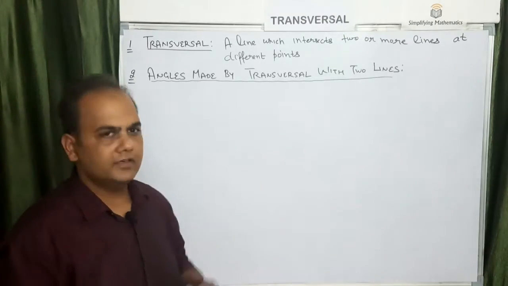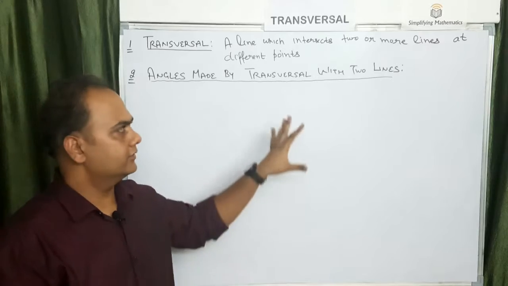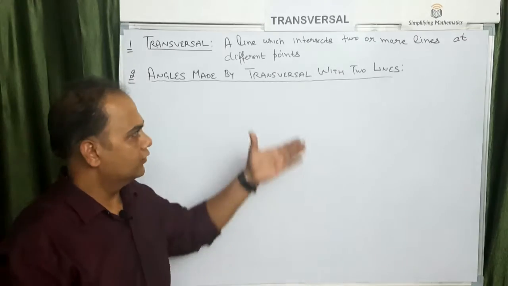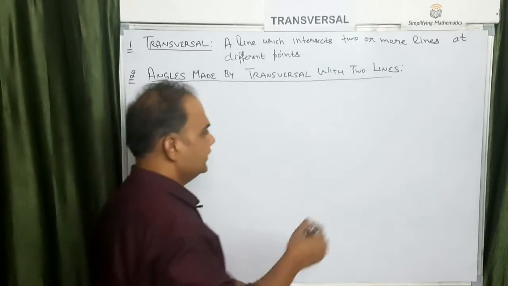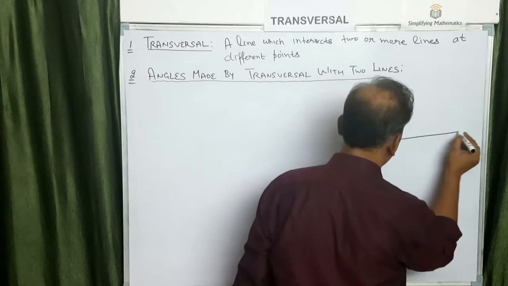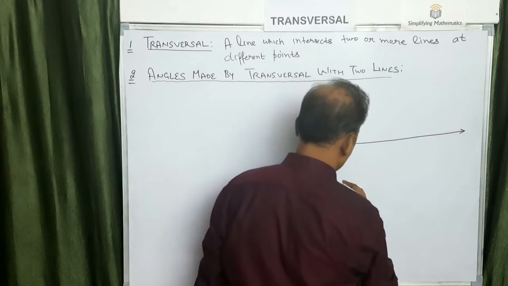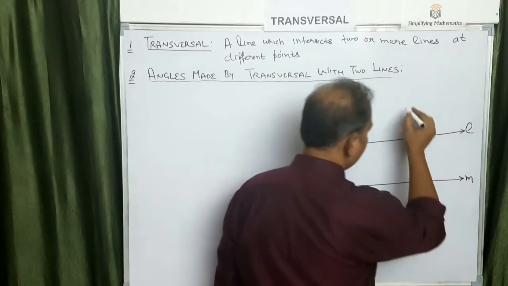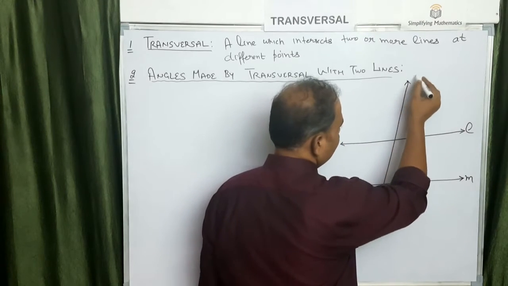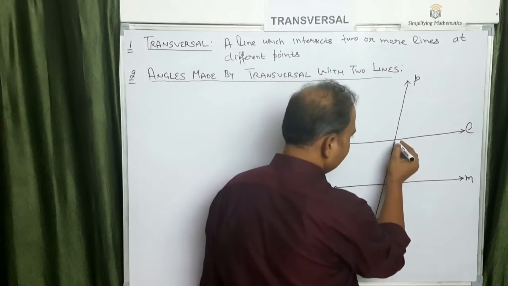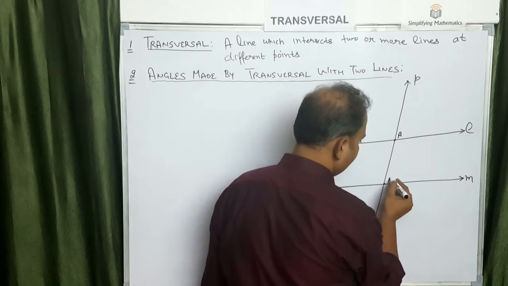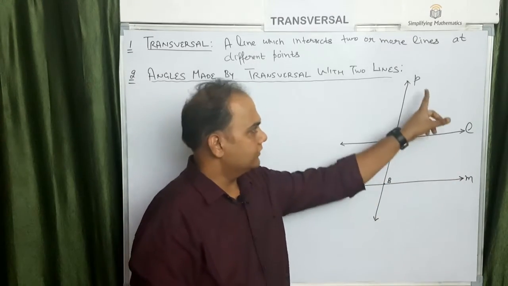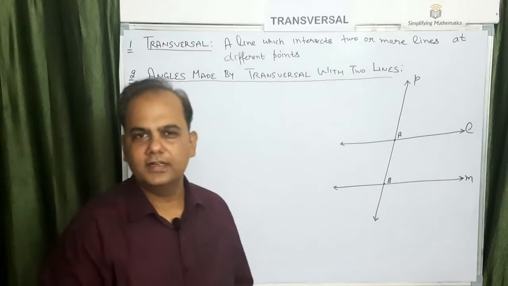Now next is angles made by the transversal with the two lines. ये कोई भी transversal दो lines को cut करता है तो what are the various angles which are formed by the transversal, तो वही हमने इसमें study करना है. तो let us consider two lines L and M, and this transversal P is cutting the lines at point A and at point B. ठीक है, तो हमने कोई भी दो लाइंस ले ली L and M, तो इसको एक ट्रांसवर्सल कट कर रहा है P at different points, that is A and B.